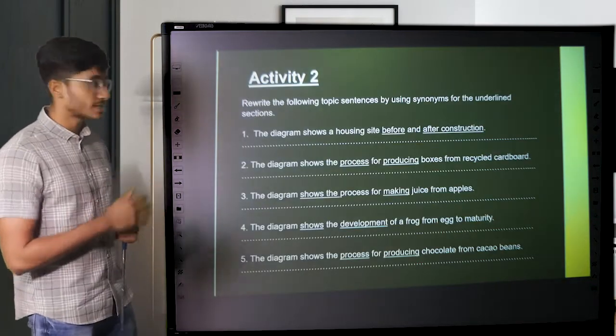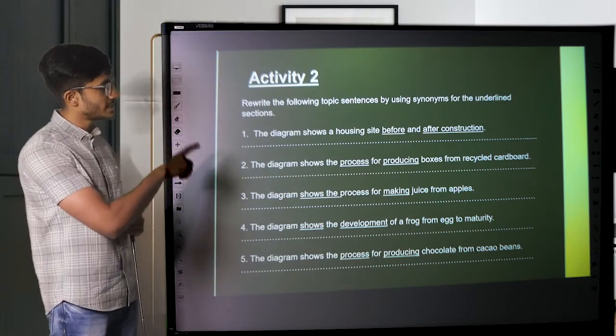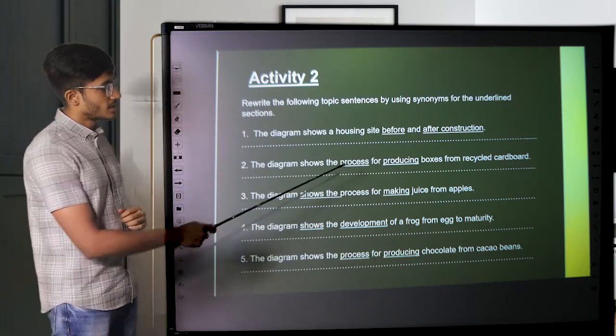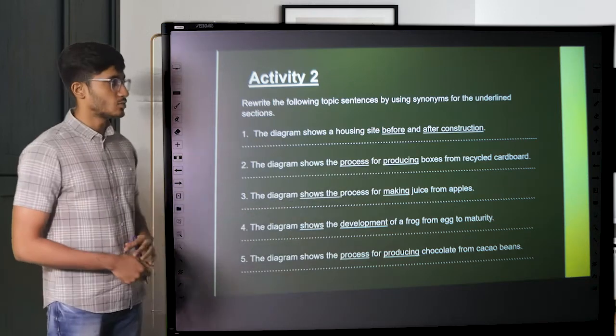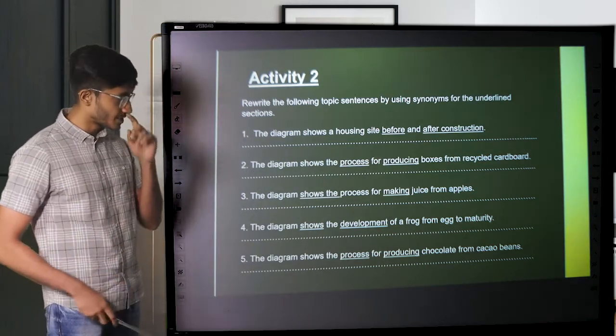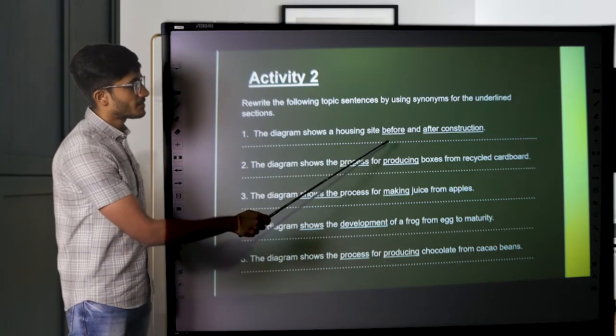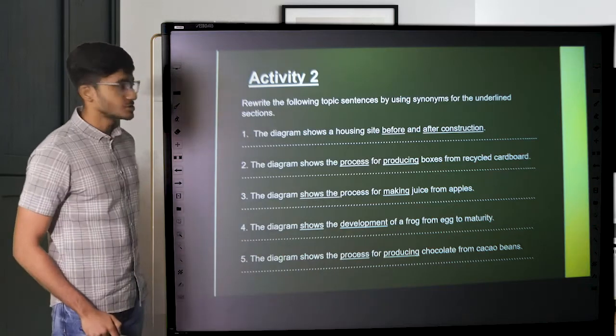Here we have another activity for you guys to do, where I want you to rewrite each of the sentences with a synonym for the underlined words. For example, I'll do the first one orally for you. The diagram shows a housing site before and after construction.